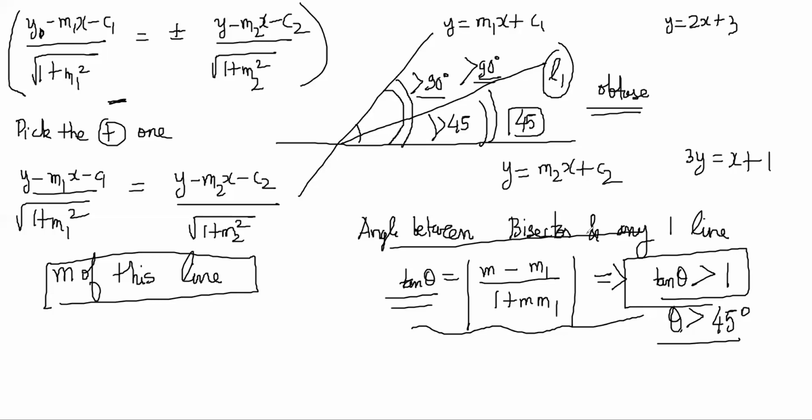Now if you read the theory where he explains how to find the acute angle and obtuse angle bisector, you will realize that it is quite confusing. There are many things to keep in mind. So don't follow that method, just follow what I have told you. It's very easy.